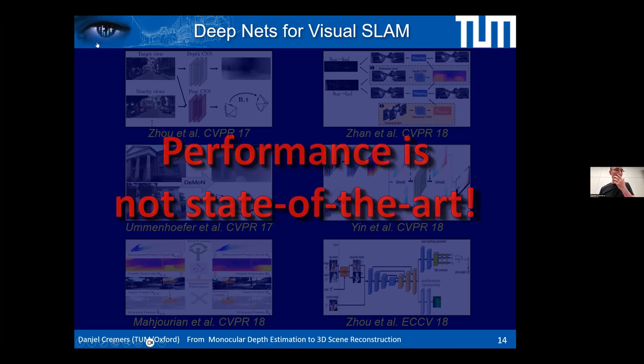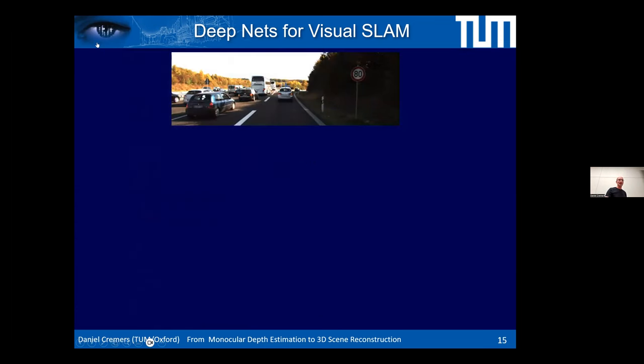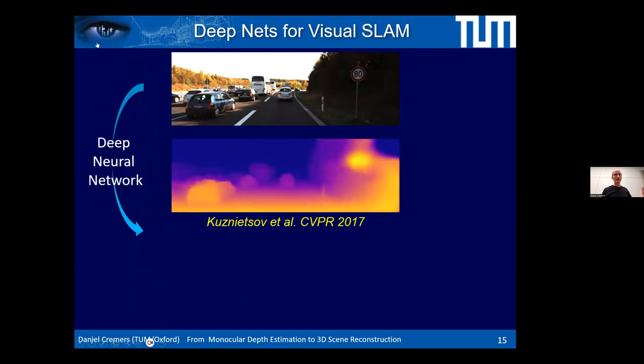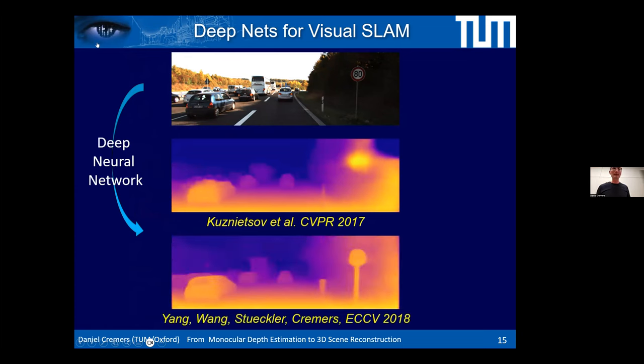And so what we have been advocating over the last years is hybrid techniques. The first thing we did is we looked into what we can do with deep networks where they really do well. And it turned out, and this is Kuznetsov and collaborators 2017, that you can do depth prediction. We thought, wow, that's amazing that from just one image, you can predict the depths. We built on this.